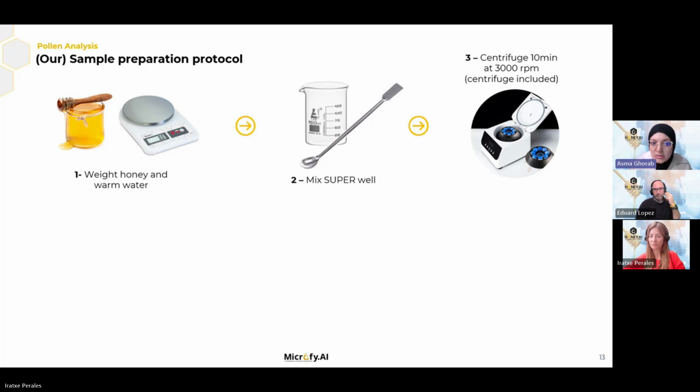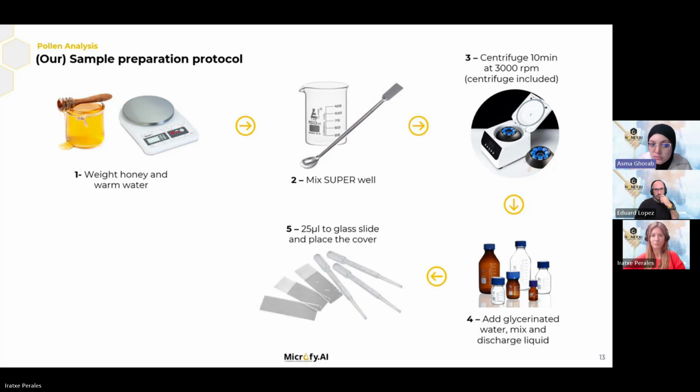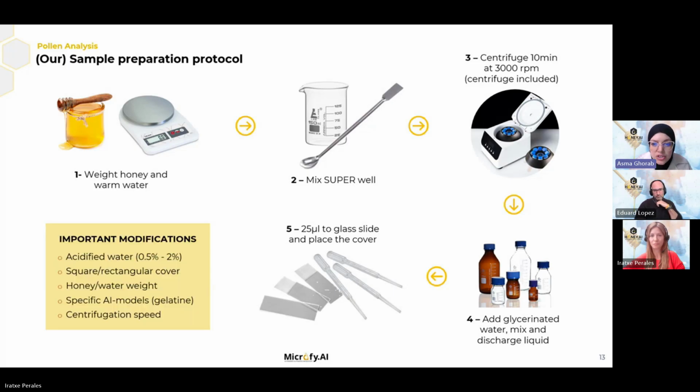In with the 25 microliters of glycerinated water, and finally place the drop on the slide, cover it with the cover slide, and that's all. The sample is ready for analysis. However, there are some small variations depending on the type of honey.